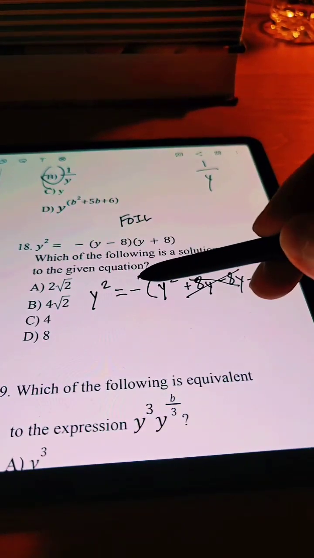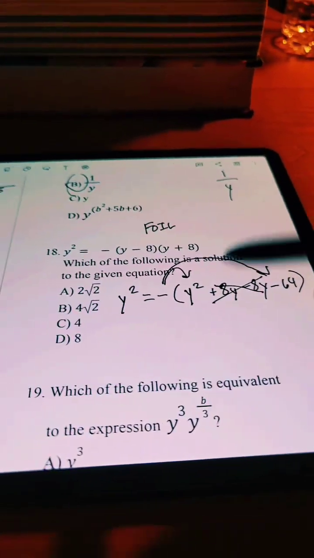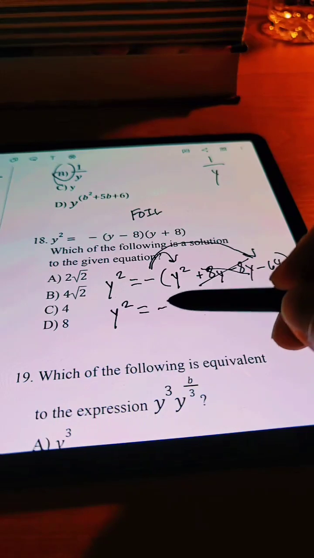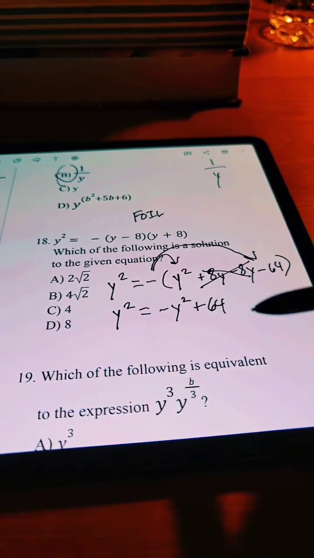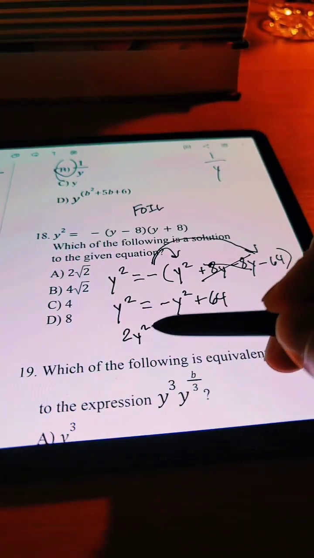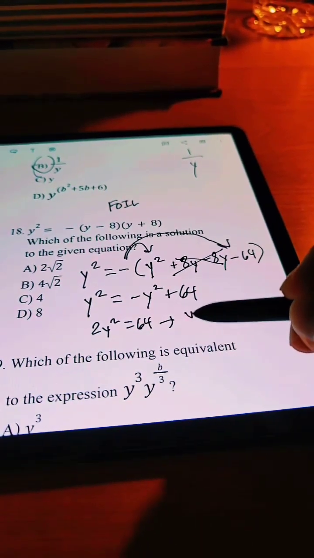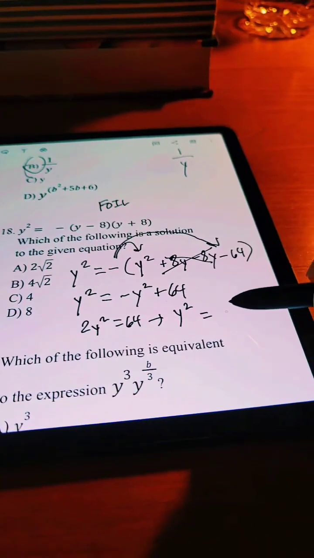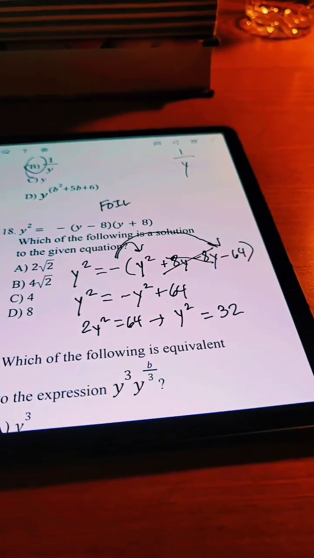Then you're just going to distribute the negative to each of the remaining terms inside of the parentheses. So then it's going to be y squared is equal to the negative of y squared plus 64. Now if I add y squared to each side, I get 2y squared is equal to 64. Now I'm going to try to get y by itself by dividing by 2 on each side to cancel it out. And then that's going to give me 32 is equal to y squared.